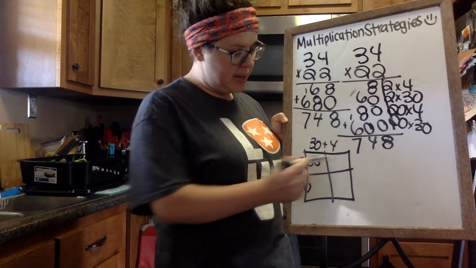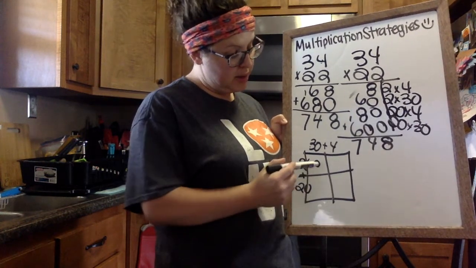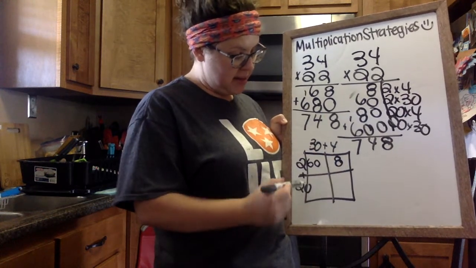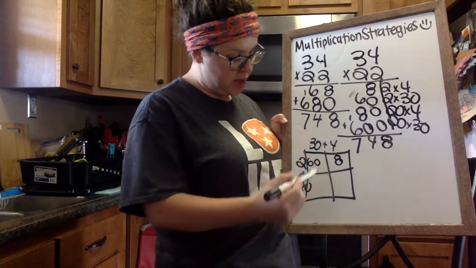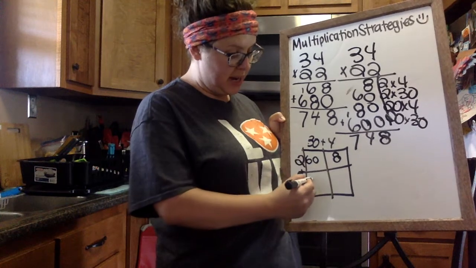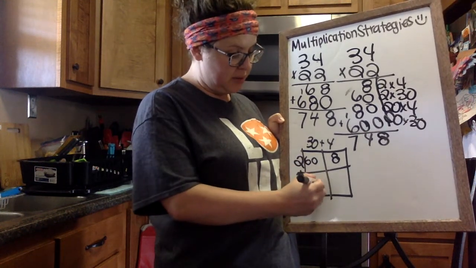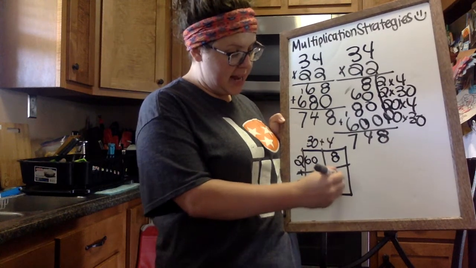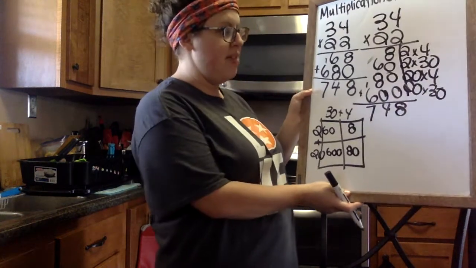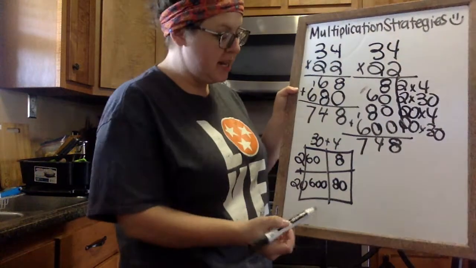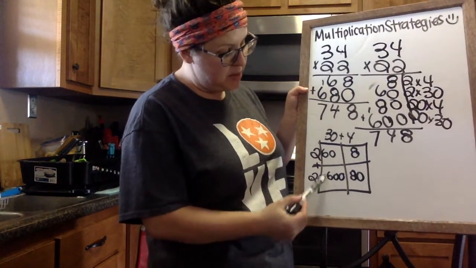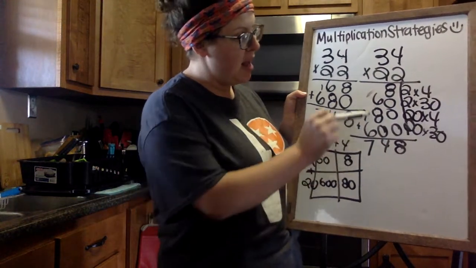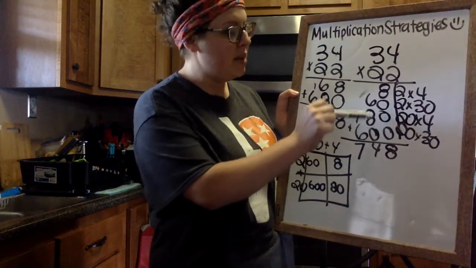Then I can go to the next, I call them windows. 2 times 4 is 8. Then I can go to 20 times 30, or 2 times 3, and I have 2 zeros, so that one is 600. And 20 times 4 is 80. And then I can add the numbers together. And if you notice, these numbers in the box, or the windows as I like to call them, like I said, match the numbers in partial products.